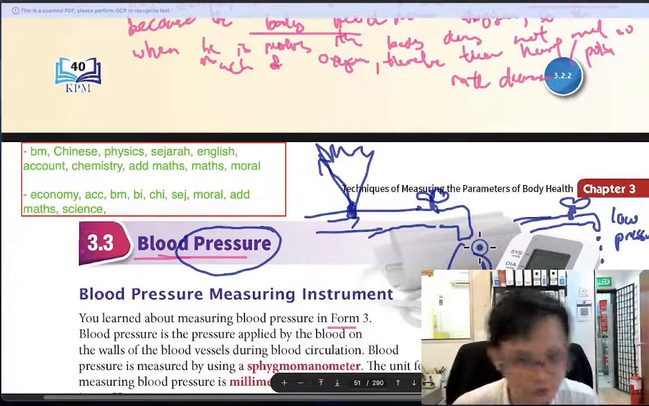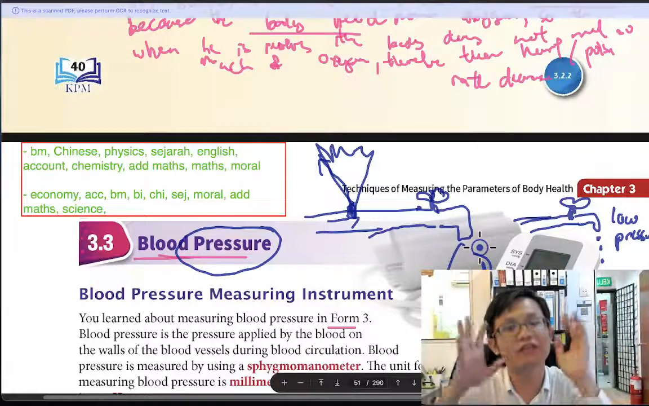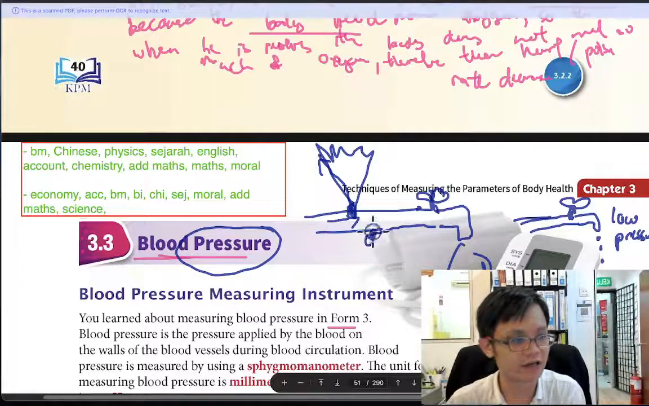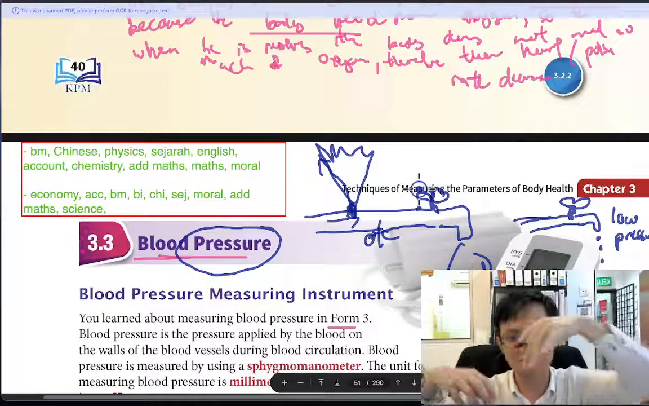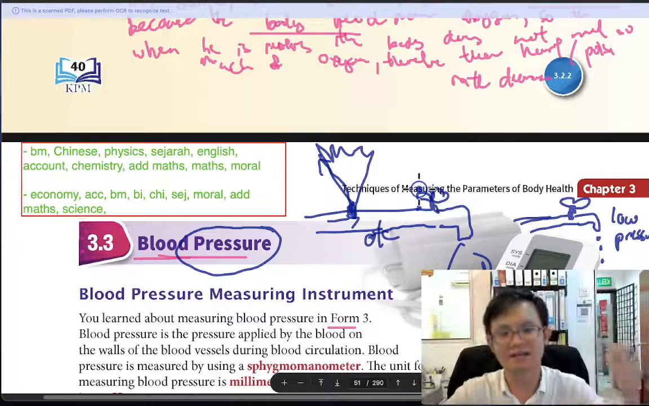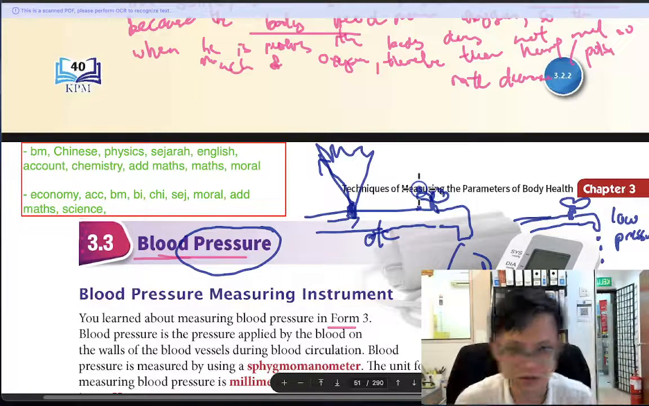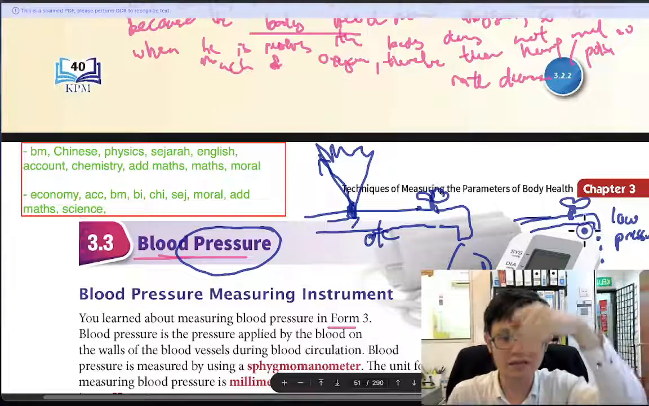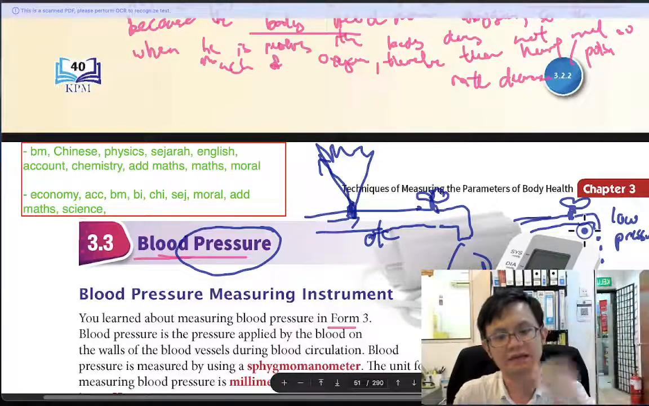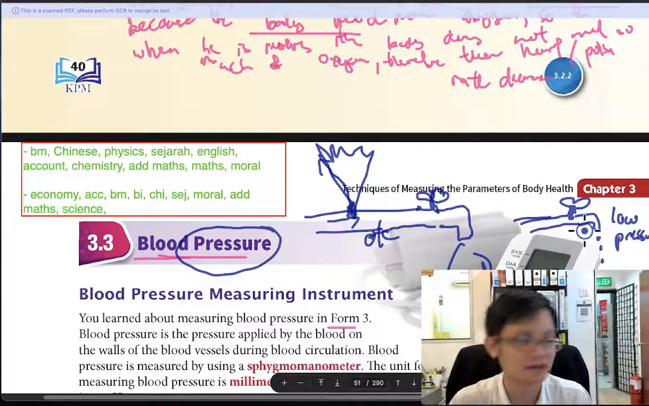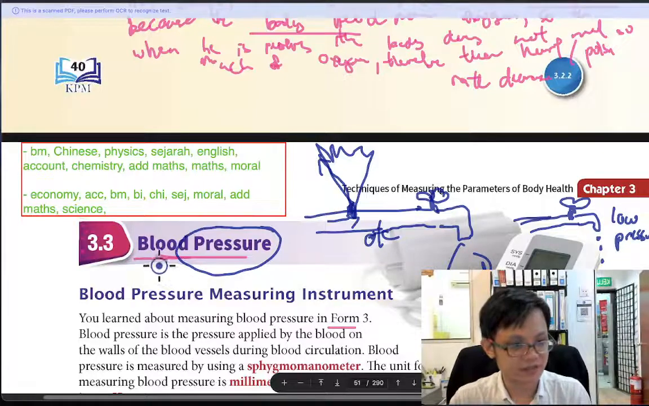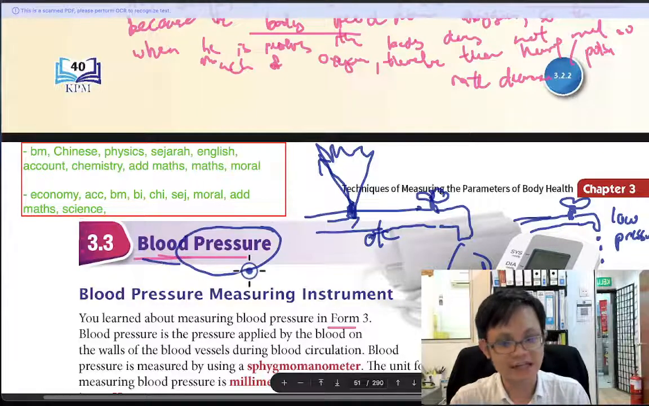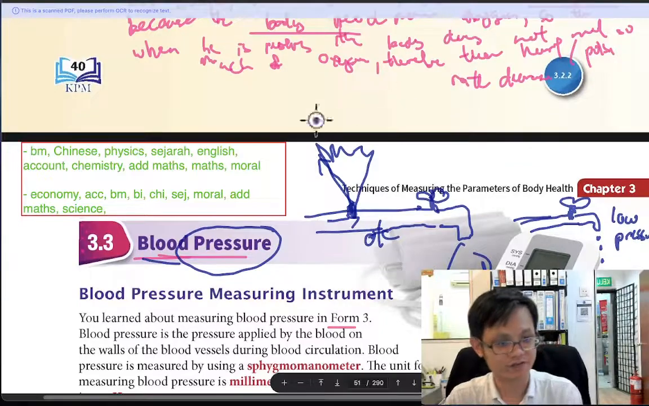So in the pipe, you don't want high pressure, you don't want low pressure, you want normal. Because you don't want to turn on the pipe and then your shirt becomes wet because the pressure of the pipe is too high. Or you don't want the pipe to be so low that you cannot wash your hand.